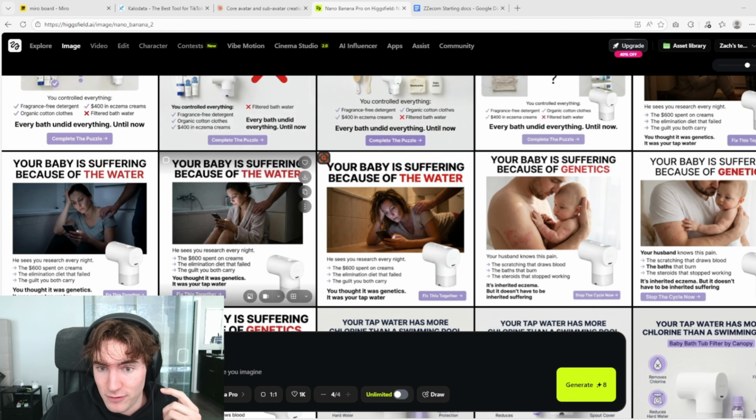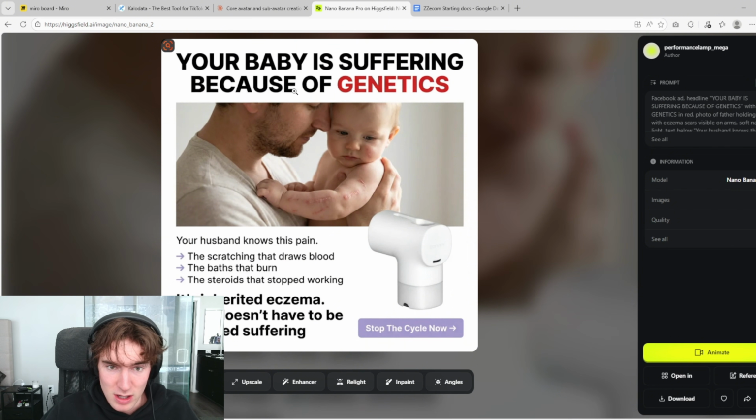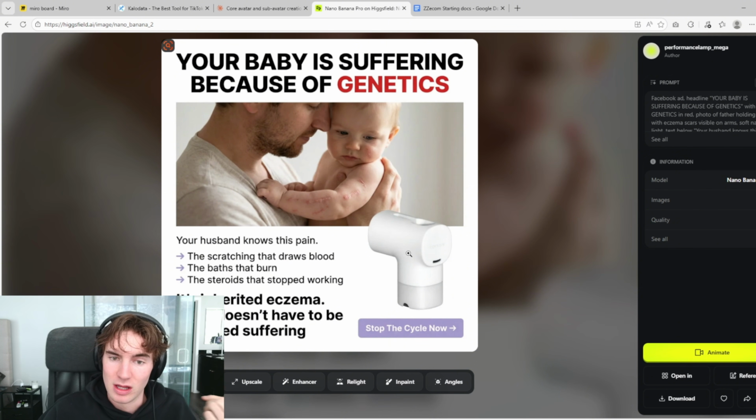So we got our first angle right here. So, all right, let's just see. Your baby's suffering because of genetics. Your husband knows the pain, the scratching that draws blood, the baths that burn, the steroids that stopped working. It's inherited eczema, but it doesn't have to be inherited suffering.